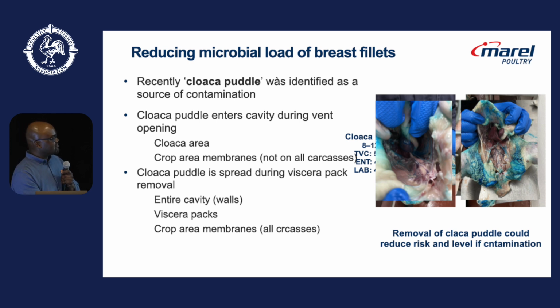And importantly, there we noticed that that crop area tissue was also intensely colored with the cloaca puddle, indicating that there is a great potential for contamination of that area with water, that water that simply sits between the legs after the defeathering process. So a simple action can be done here. You can remove that cloaca puddle to reduce not only risk, but also the level of contamination.